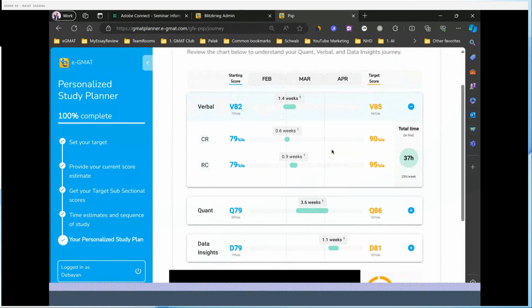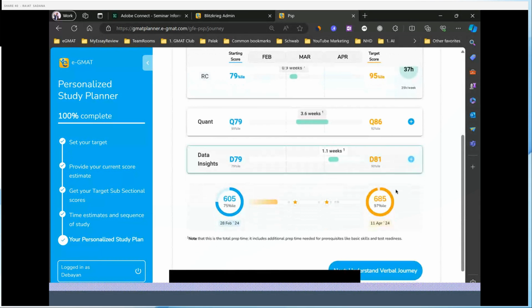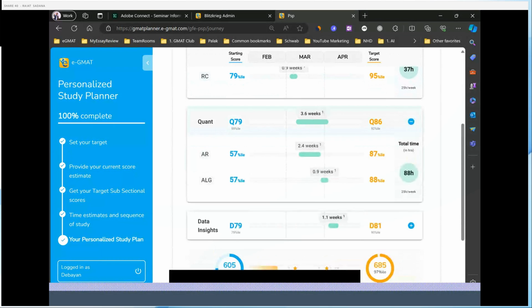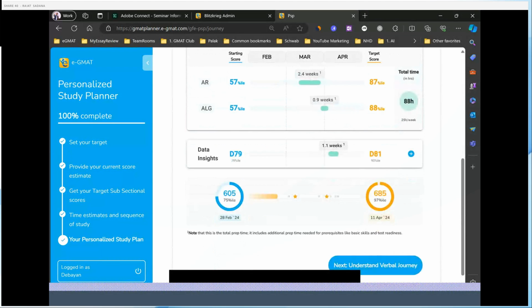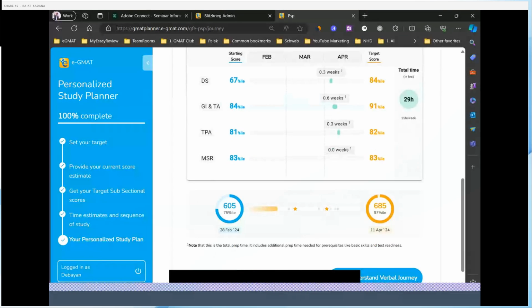You're going to start with verbal, you're going to start with CR, you're going to do that for about 3 to 4 days, and the goal is to get to a 90th percentile. Then you're going to move towards RC. The goal is to get to a 95th percentile. And same thing with the quant here. You're going to spend a lot more time in quant, and then the same thing in DI.